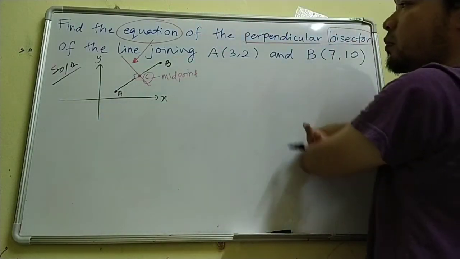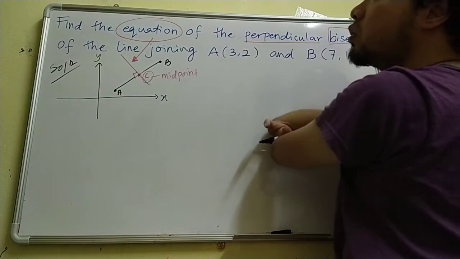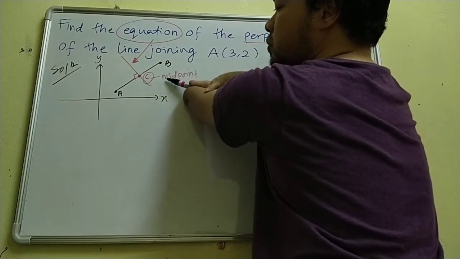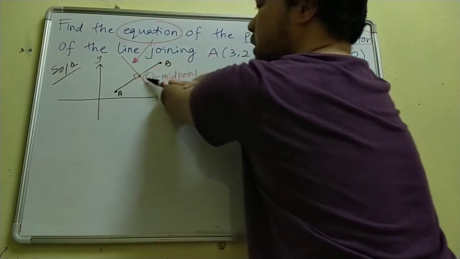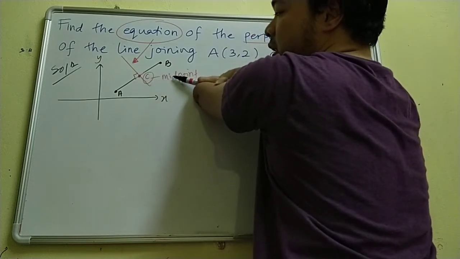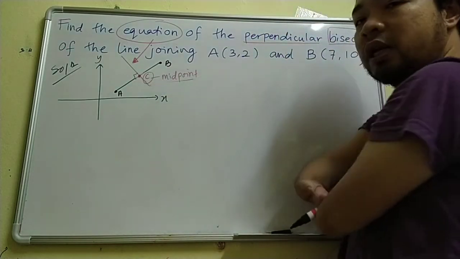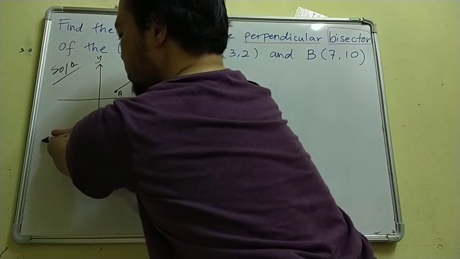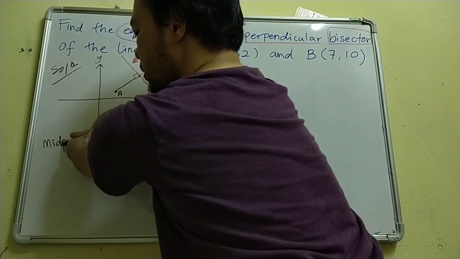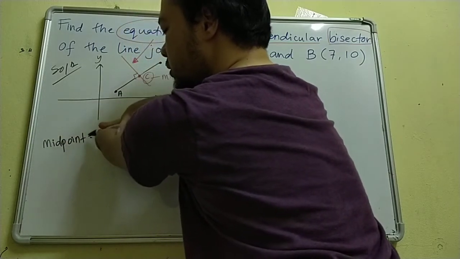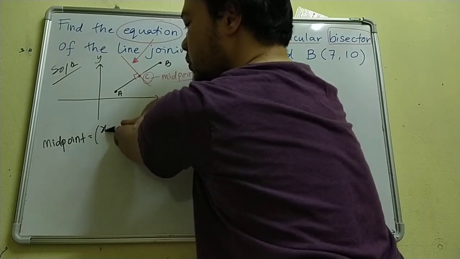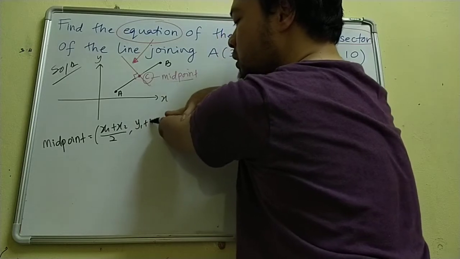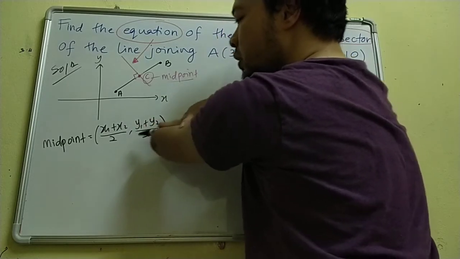Step number 1, always remember, before you want to find the equation of the line, look at the condition. The condition said we must make sure the line is a perpendicular bisector, meaning that it must pass through the midpoint. Let's find the midpoint first. The midpoint formula is (x1 plus x2) divided by 2, (y1 plus y2) divided by 2.